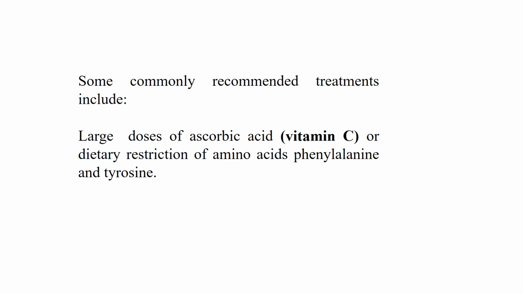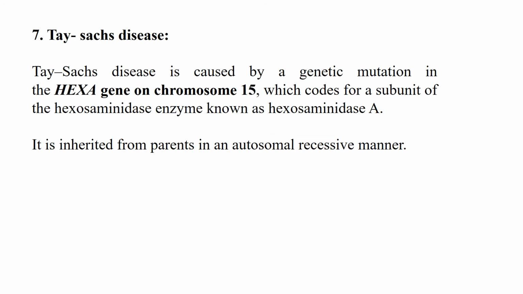Some commonly recommended treatments include large doses of ascorbic acid, vitamin C, or dietary restriction of the amino acids phenylalanine and tyrosine, which can be a treatment of choice. A diet low in tyrosine and phenylalanine can reduce the chances of alkaptonuria complications.